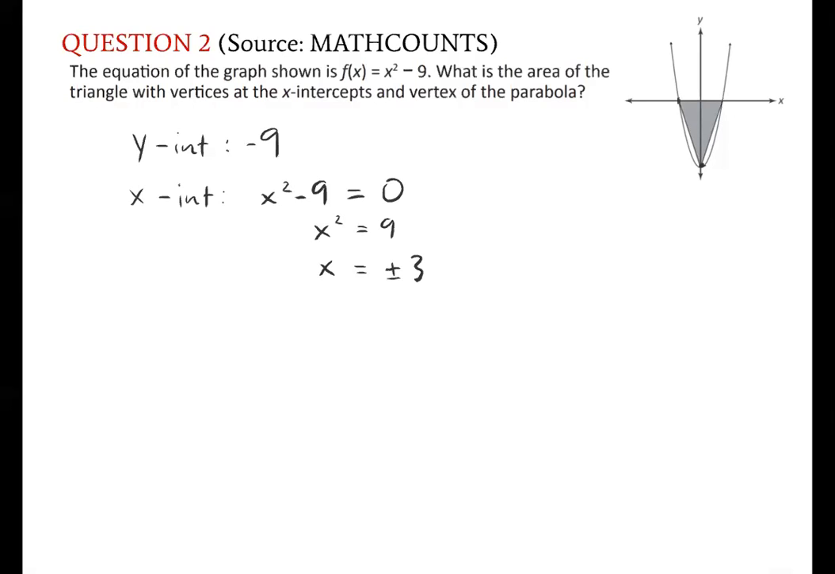So we know that this point is -3, this is 3, and we can find the area of the triangle from that. The height of the triangle is 9 from the y-intercept, and the base is just 3 plus 3, or 6. Knowing that, we'll just use the formula of a triangle, half times base times height. That will give us an answer of 27.